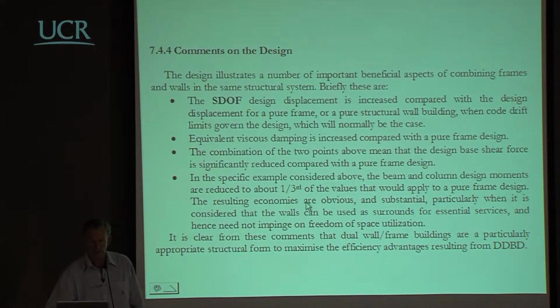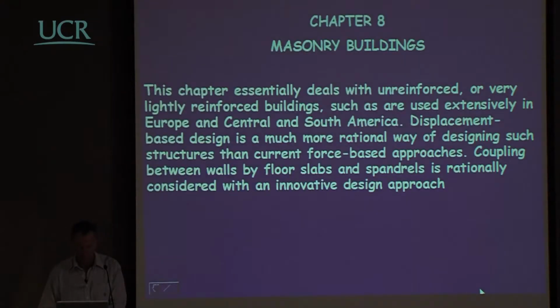The resulting economies are obvious and substantial, particularly when it's considered that the walls can be used as the surrounds for the essential services. It's clear from these comments that dual wall frame buildings are a particularly appropriate structural form to maximize the efficiency advantages resulting from displacement-based design. And I think that is as far as I go.